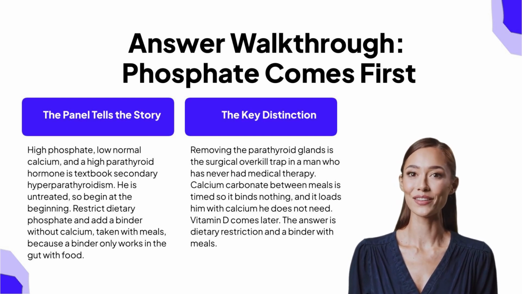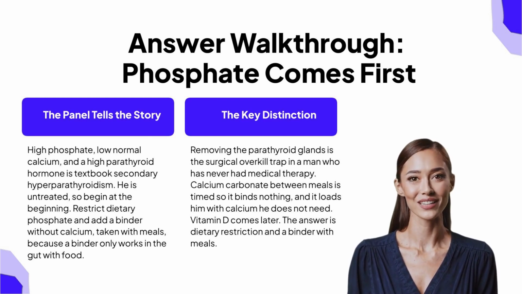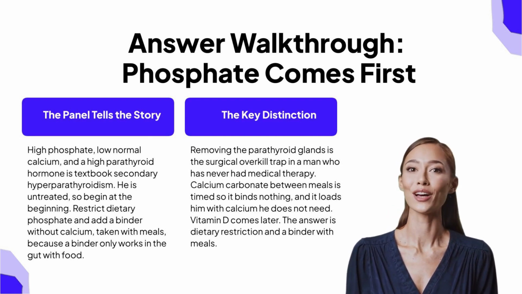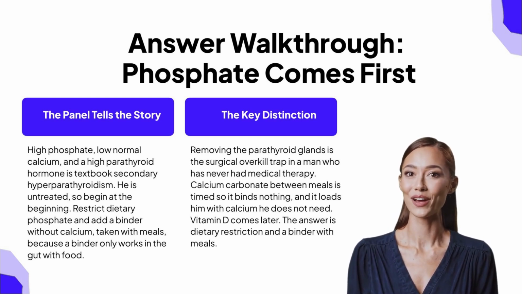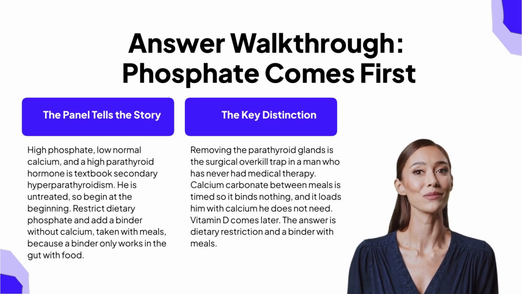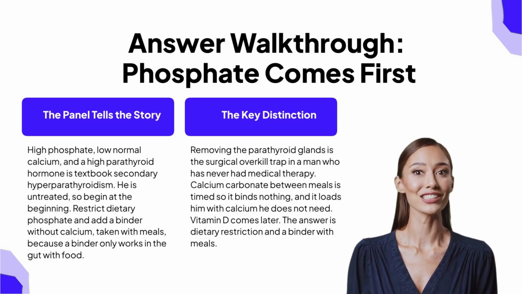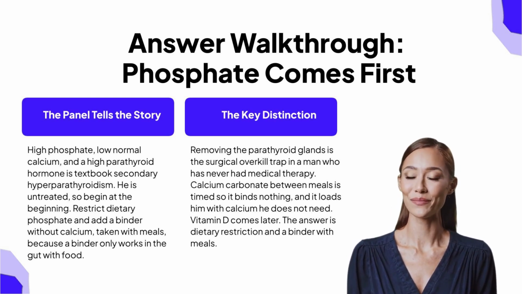High phosphate, low normal calcium, markedly elevated PTH. He's completely untreated, so you begin at the start of the sequence. Restrict dietary phosphate and add a non-calcium binder with meals. That timing matters, since a binder only works sitting in the gut with the food it binds. The answer is dietary phosphate restriction with a non-calcium binder with meals.